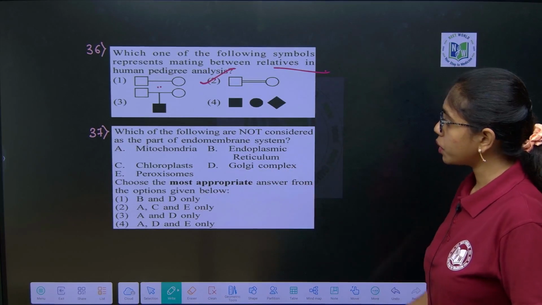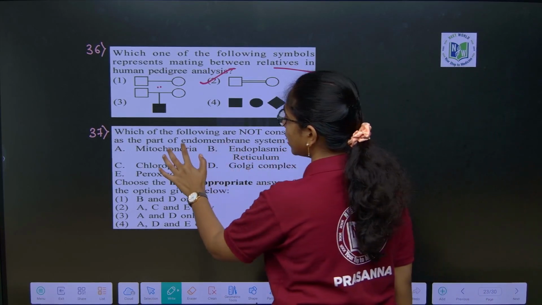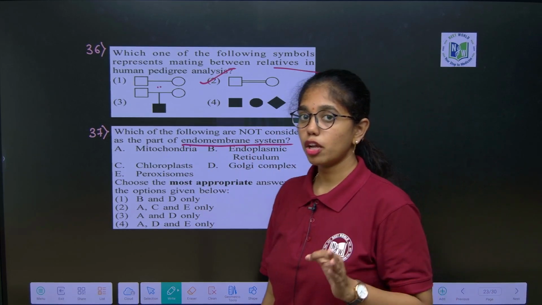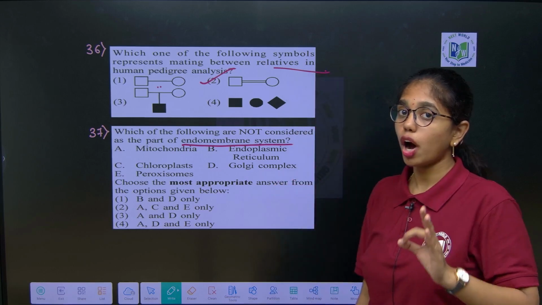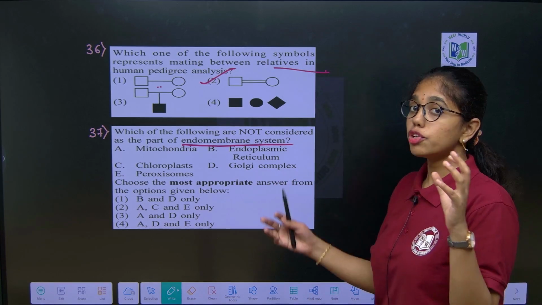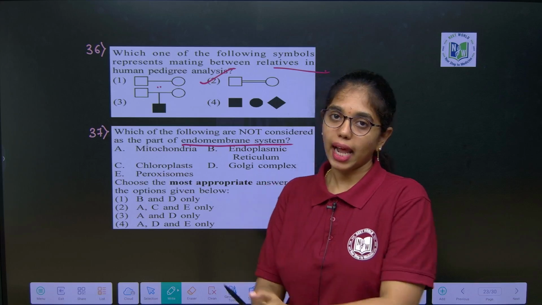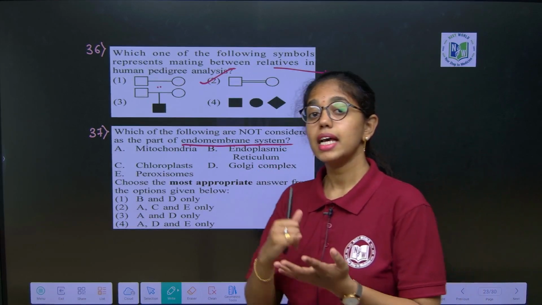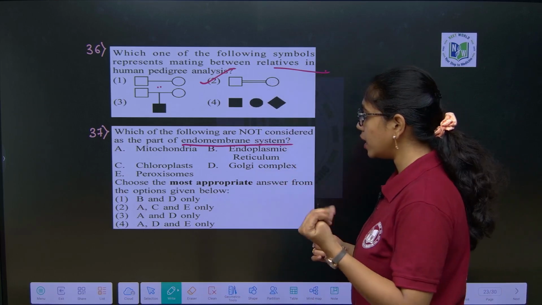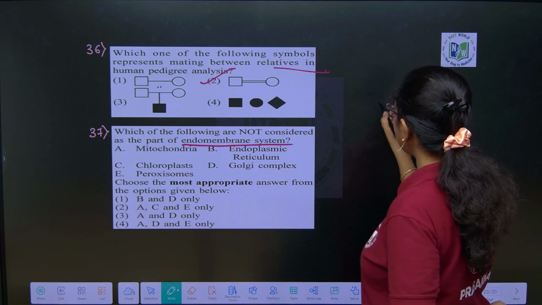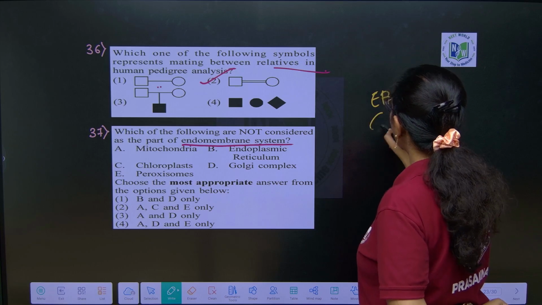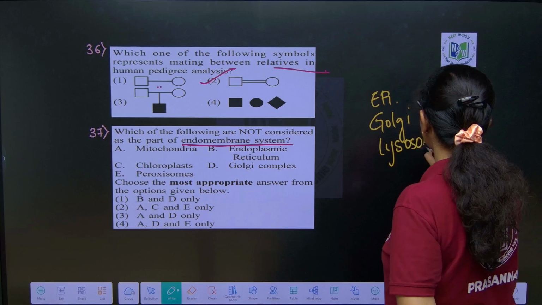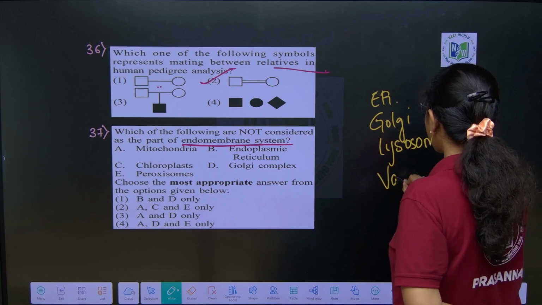Next question, if you see, which of the following is not associated as a part of the endomembrane system? The endomembrane system includes all the single-membrane organelles, which function in a coordinated manner, like the endoplasmic reticulum, Golgi bodies, lysosomes and vacuoles. So these 4 will be there. Okay, what are they, Nana? Endoplasmic reticulum, Golgi bodies, lysosomes and vacuoles.